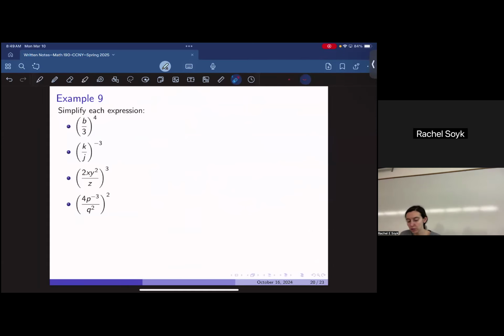And these first two examples are pretty straightforward, but these second two, you're distributing that 3 again to each of the terms in the numerator and then to each of the terms in the denominator. So for our first example, we just simply have b to the 4th divided by 3 to the 4th. And 3 to the 4th is just 81, so we can simplify this to b to the 4th over 81.